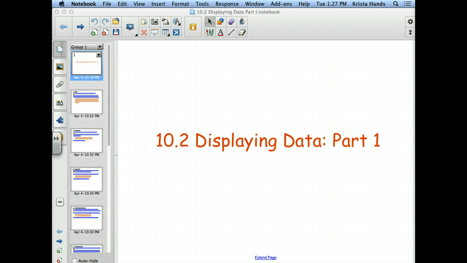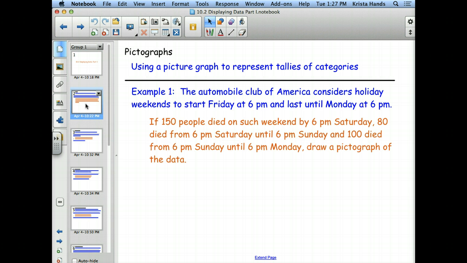So 10.2 talks about displaying data. And the first thing we're going to talk about is pictographs. So pictographs should be near and dear to your hearts because many of you want to work with really young children. They use pictographs all the time, at least in their math classes they do. And so pictographs are a really common representation when you're working in the younger grades.